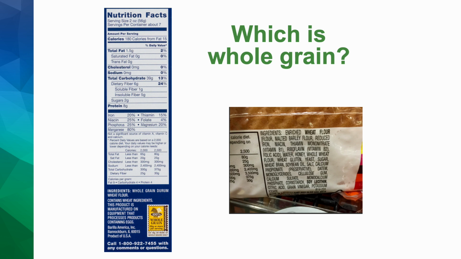The item on the left is an example of a whole grain pasta label. It is listed as the first ingredient or is the only ingredient on the product label. This tells you that a majority or most of the product contains whole grain.